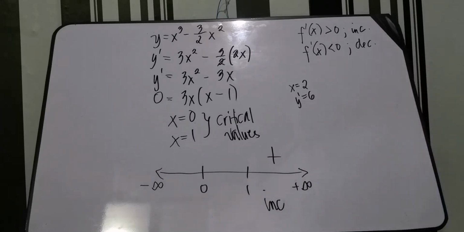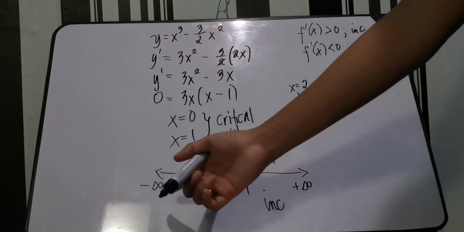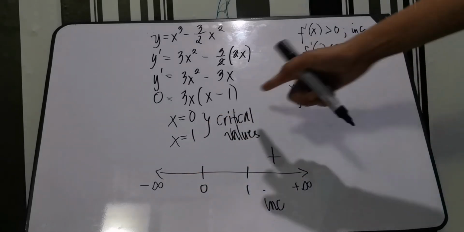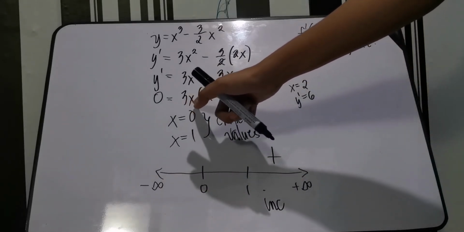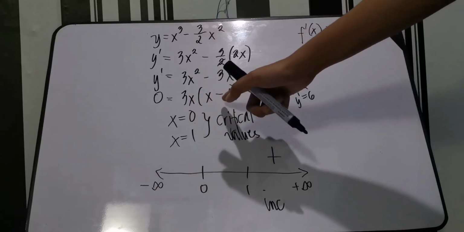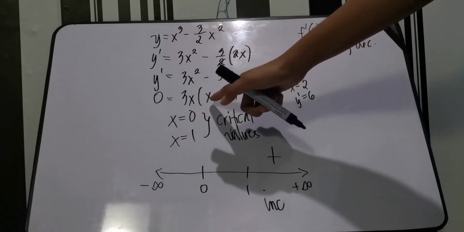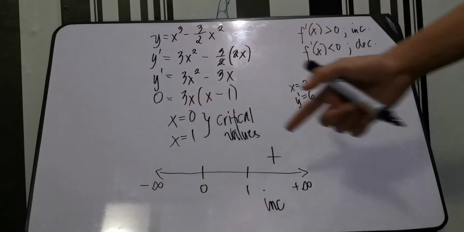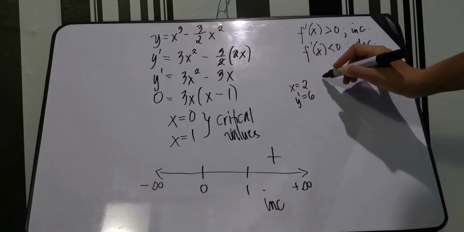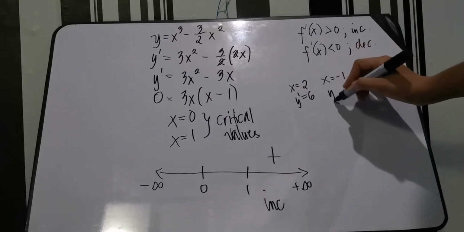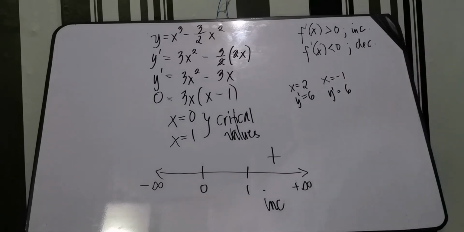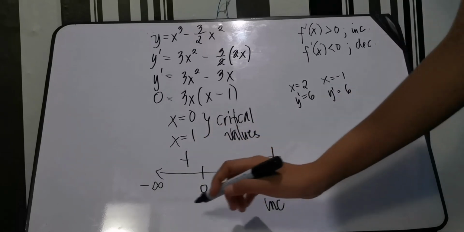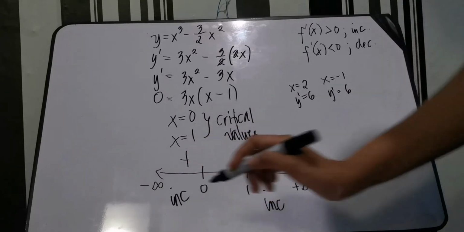Next, let's try this part. In negative infinity, let's say negative 1. So we substitute here. 3 times negative 1 is negative 3, times negative 1 minus 1, which is negative 2. So negative 2 times negative 3 is positive 6. So at x is negative 1, y prime is positive 6. So it's still positive, therefore the function here is increasing.